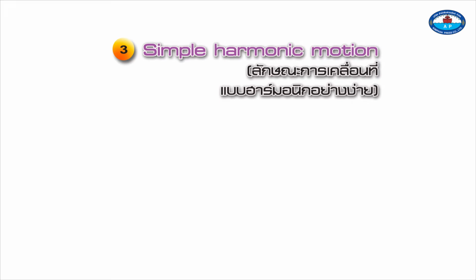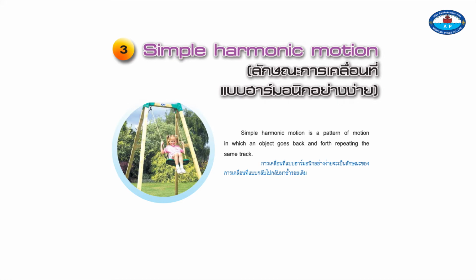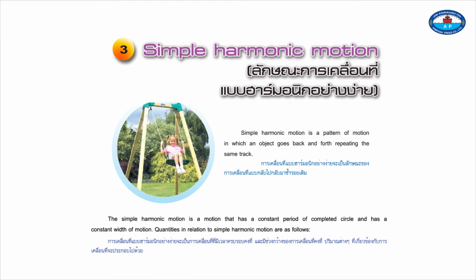3. Simple harmonic motion. Simple harmonic motion is a pattern of motion in which an object goes back and forth repeating the same track. The simple harmonic motion is a motion that has a constant period of completed circle and has a constant width of motion. Quantities in relation to simple harmonic motion are as follows.